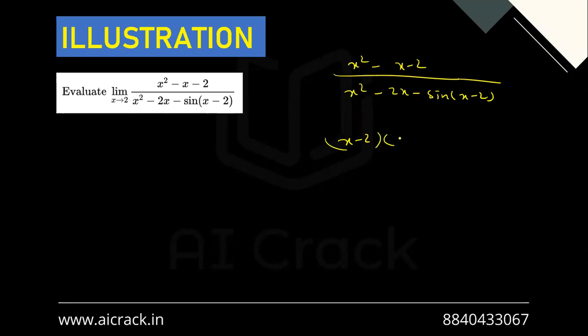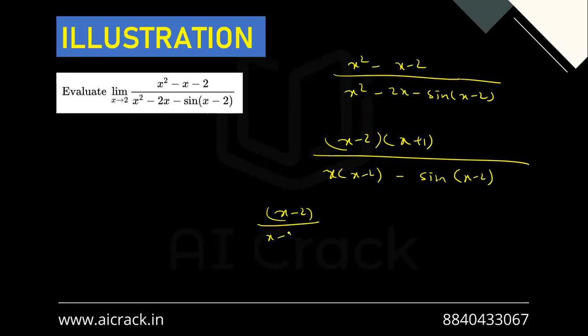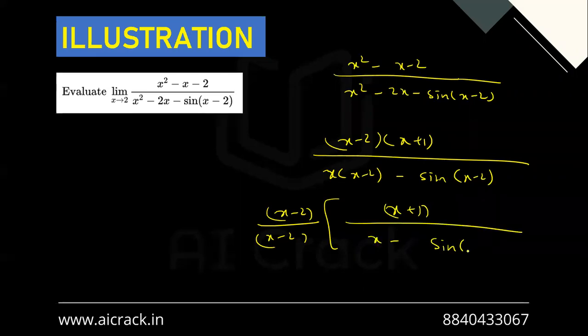So in the numerator I'll write (x minus 2) multiplied by (x plus 1), divided by, and I can again see x minus 2 as a factor in the denominator, x minus 2 times x, minus sine of (x minus 2). Now I can see things being simplified. So I'll take x minus 2 common from both numerator and denominator. I'll get x plus 1 over here, and x minus sine of (x minus 2) divided by (x minus 2). Now things look very simple. This x minus 2 gets cancelled out.